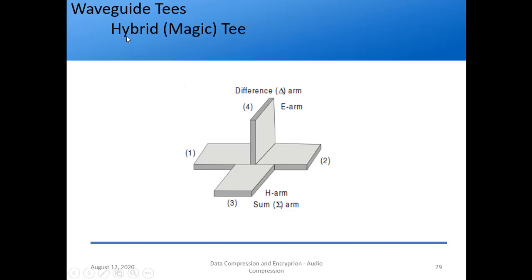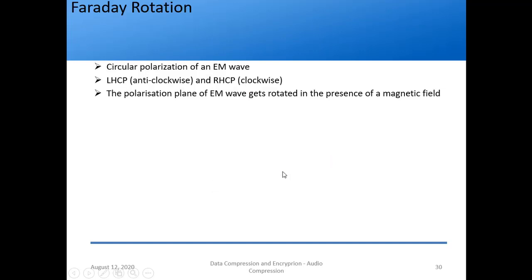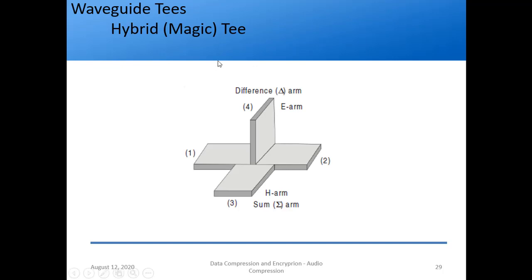Then we have the very important T, which is the hybrid or magic T. It is a combination of E plane T and H plane T. If you see ports 1, 2 and 4 only, it is forming an E plane T. If you see ports 1, 2 and 3 only, it is forming an H plane T, right? So if I give the input at port 4, it acts as an E plane T, so the output is equally divided and out of phase at ports 1 and 2. If I give an input at port 3, the output is again equally divided at ports 1 and 2, and it is in phase, right?